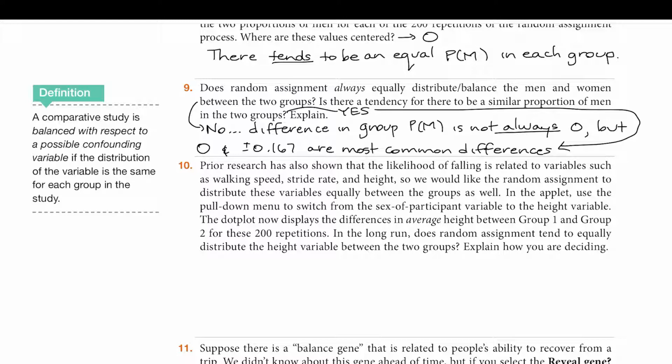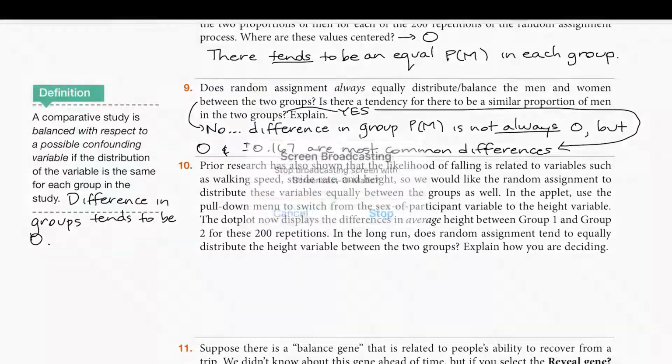So we have a definition on the left. We say that the study is balanced with respect to a possible confounding variable if the distribution of the variable is the same for each group in the study. In other words, the difference in groups tends to be 0. In other words, 0 is the most common outcome. Outcomes close to 0 are also very common. The further away you get from 0, the bigger the difference in the groups, the less likely, the shorter those bars are.